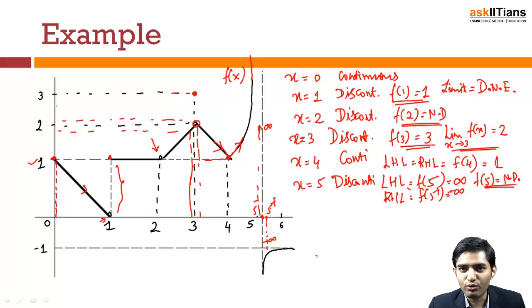So you understood, right, how to check at different points and what may be the reasons for discontinuity, right? If any one of the three conditions is violated, then the function will be discontinuous. Or if LHL is equal to RHL is equal to the value of the function is equal to a finite value, then the function will be continuous. Okay, it should be crystal clear.